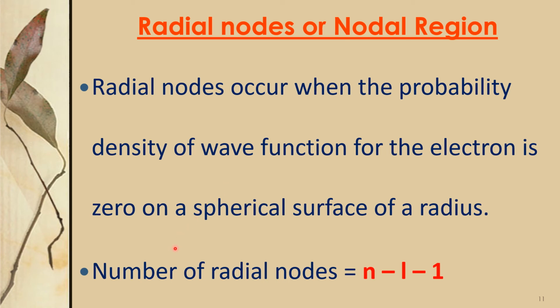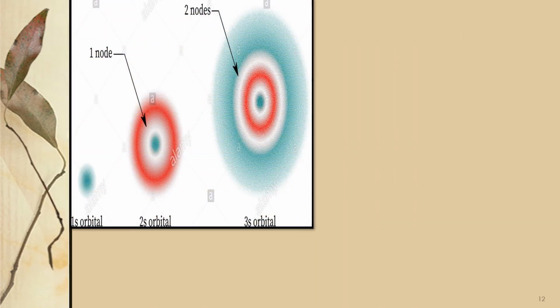Now, how to calculate the number of radial nodes? This is the formula: n minus L minus 1. The derivation is not needed for you; this is the last step they have taken. See, for 1s, there is no node. For 2s, there is only one node. For 3s, there are two nodes. Why for 3s are there two nodes? Again it depends upon the formula.